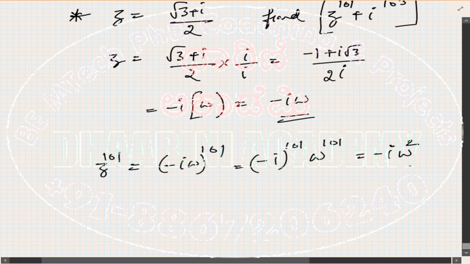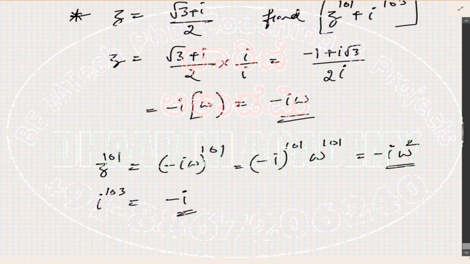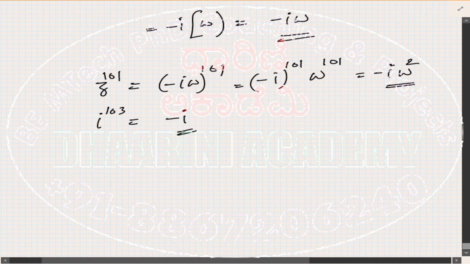Next, they have mentioned that there is a requirement of calculation of I to the power 103. I cube is minus I, so I can simply write this as minus I. So inside the bracket, z to the power 101 plus I to the power 103 is equal to minus I times omega square, and the next term is minus I. So we have minus I omega square minus I.